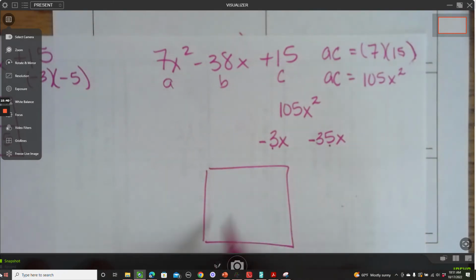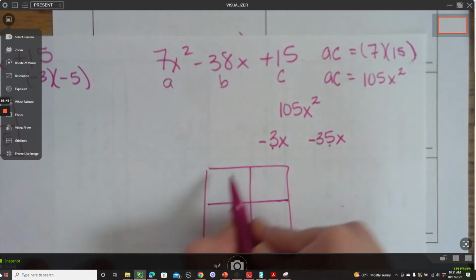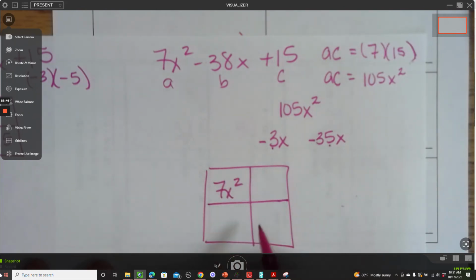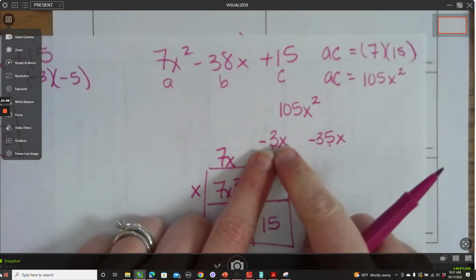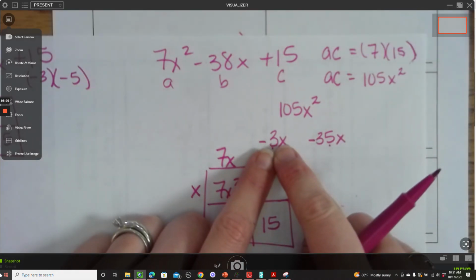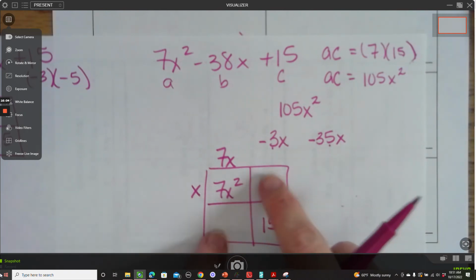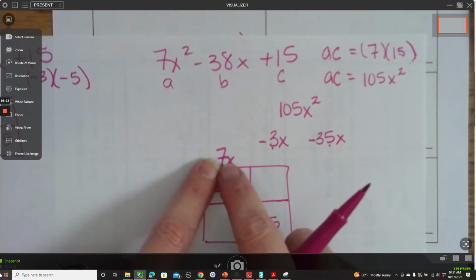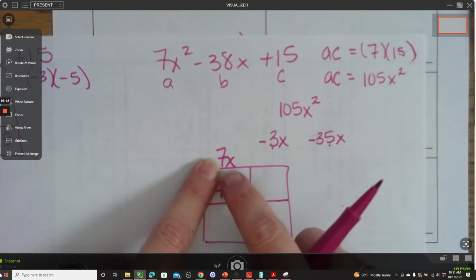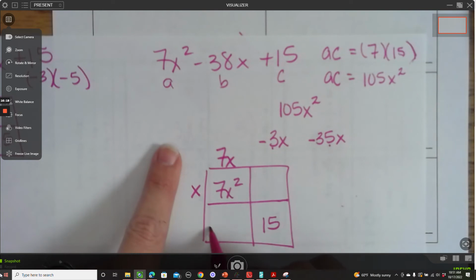So here's what I know. I've got 7x squared here, and I've got 15 here. You've still got to figure out where you're going to put your pieces. 7x and an x. One of these two spots is going to get a negative 3x. One of these two spots is going to get a negative 35x. This 7x makes the difference. Which of these numbers is divisible by 7? 35. So it has to go there.